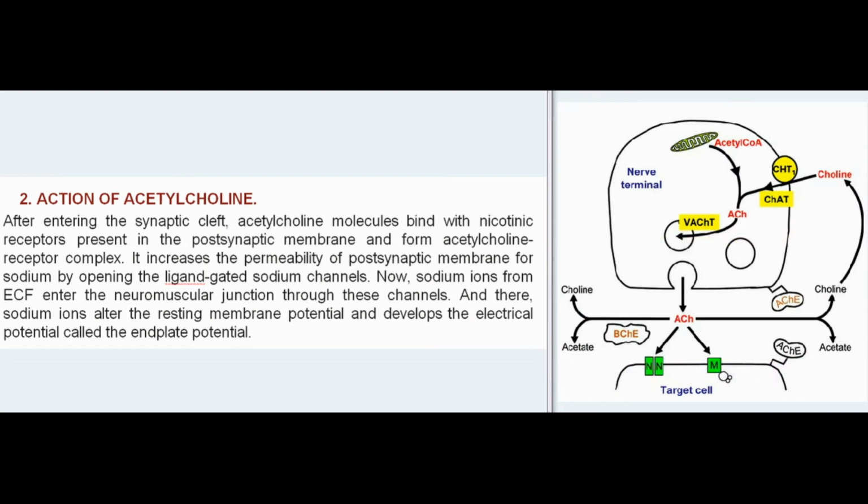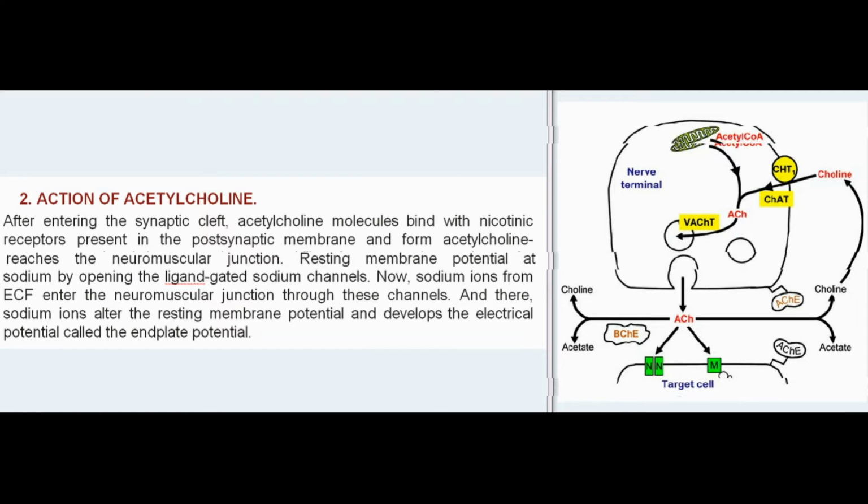2. Action of acetylcholine. After entering the synaptic cleft, acetylcholine molecules bind with nicotinic receptors present in the postsynaptic membrane and form acetylcholine receptor complex. It increases the permeability of postsynaptic membrane for sodium by opening the ligand-gated sodium channels. Now, sodium ions from ECF enter the neuromuscular junction through these channels. And there, sodium ions alter the resting membrane potential and develop the electrical potential called the endplate potential.